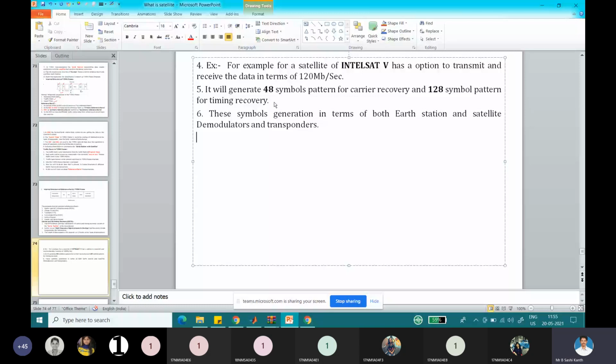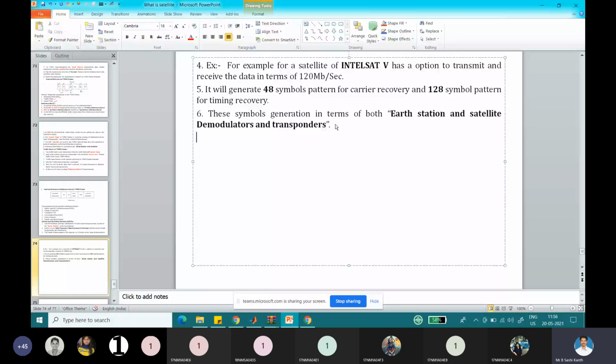This operation will take place both near the earth station and also at the satellite, in the demodulators and the transponders that are present here. Don't forget that. That is the thing it wants to explain here. So this is the thing what happens in CBTR that we have. Okay, next one.